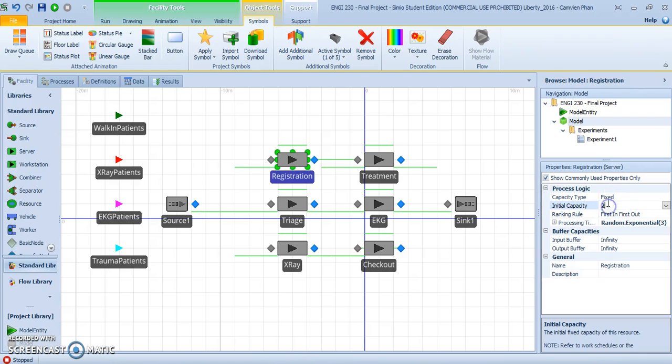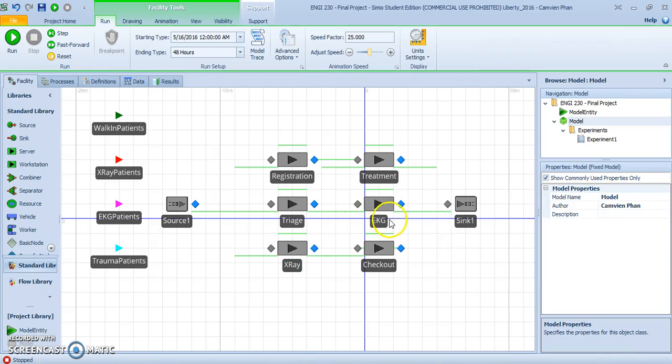Under registration, initial capacity was 2, but it said I could add 2. So I'm going to make it 4 now. And then for X-ray, also I'm going to add 2. And also for EKG, but I don't want to waste too much money. So it's just up to me now. Say they gave me full power over it.